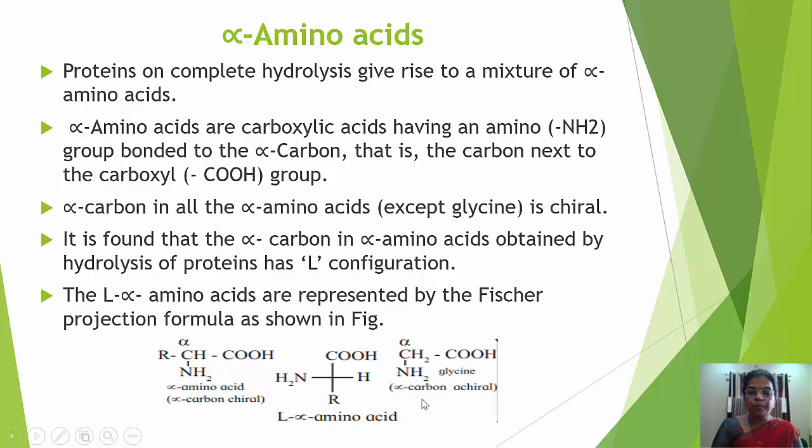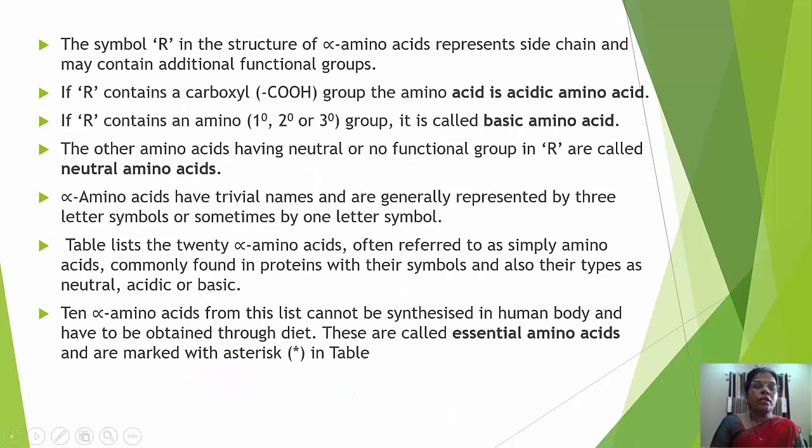Now this is an example of alpha amino acid, glycine. In glycine, this alpha carbon is not asymmetrical. That is, it is bonded to two hydrogen atoms, one amino group and one carboxylic group. Therefore, it is achiral. That is, it is not an asymmetric carbon atom. The symbol R in the structure of alpha amino acids represents the side chain and may contain an additional functional group.